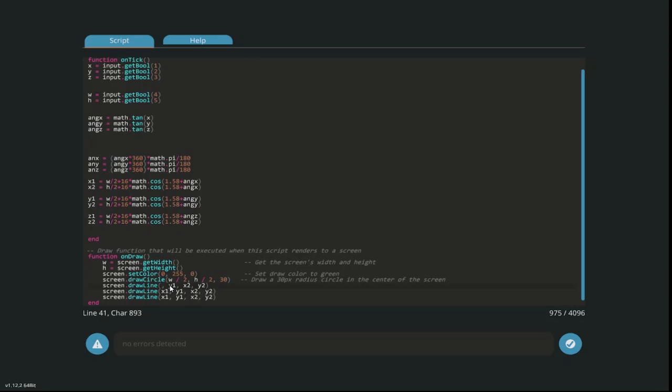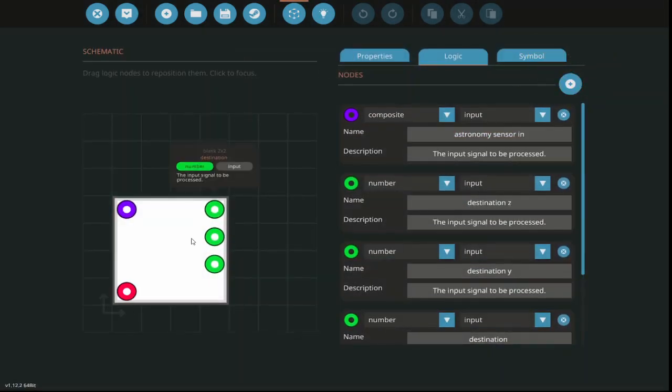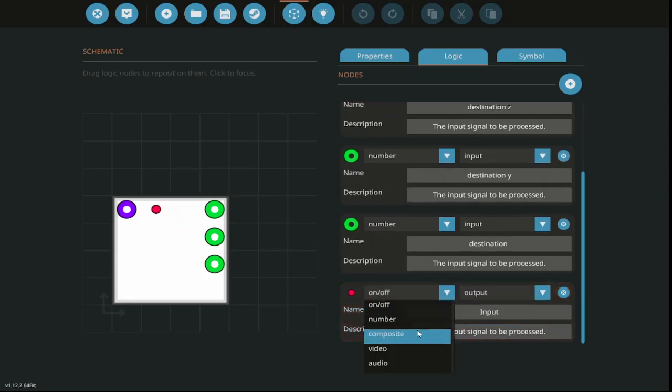And they're going to go from, let's see, W divided by 2 to x1, and then h divided by 2 to x2. This is our width, this is our height. Oh no, sorry, we need an x1 and a y1, which is the center of the screen. And then that's going to go to x1 and x2, our angle. Perfect. So now we should have 3 lines. So now I'm going to add a video output. Output, video.